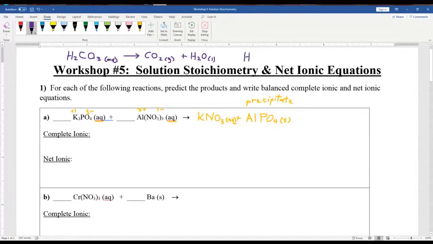Now, there's a similar molecule that will also break down. This is sulfurous acid, H2SO3. If this ever forms, actually I should put this as a single arrow, not a double arrow. It will also break down in a similar way, to water and sulfur dioxide gas.